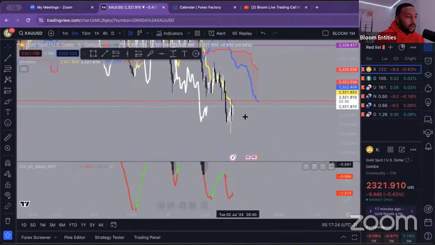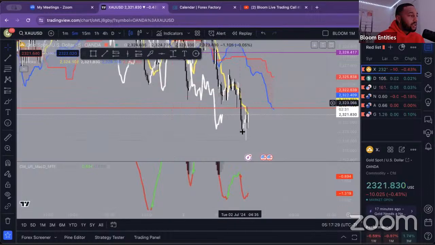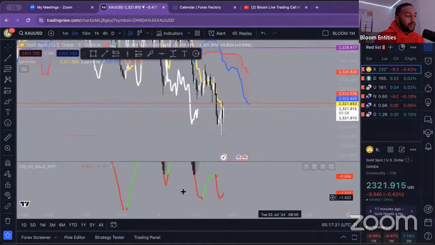Took an entry on this reversal here. Took a buy position on an overflow.